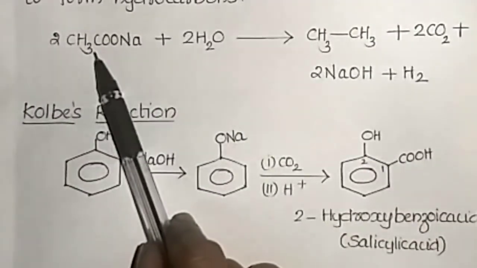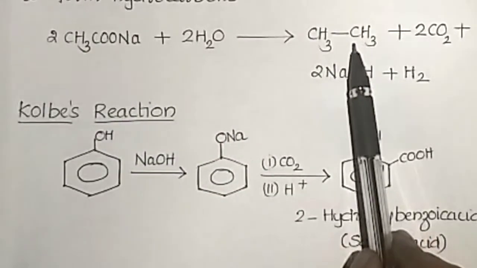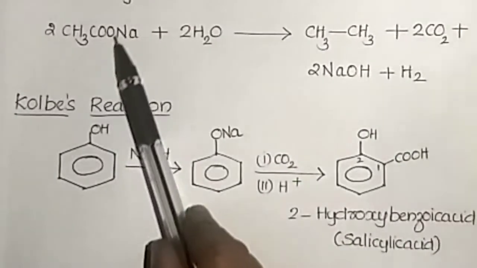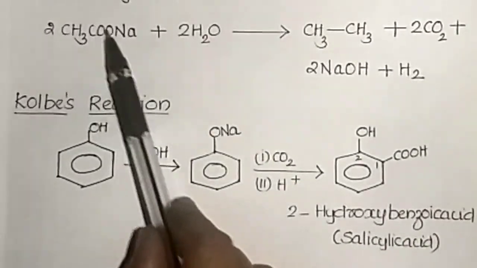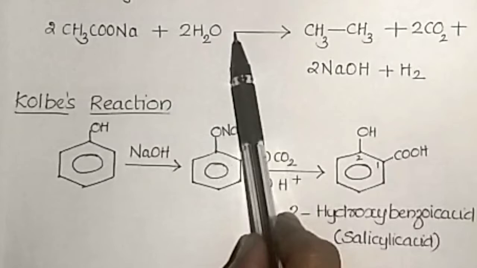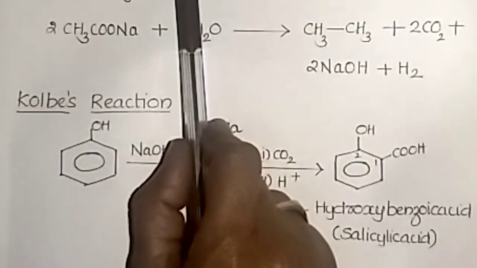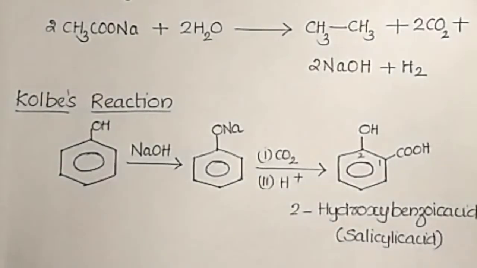The alkane, CH3-CH3, plus 2 carbon dioxide plus 2 NaOH plus hydrogen gas. So this is known as Kolbe's electrolysis. This is known as Kolbe's reaction.